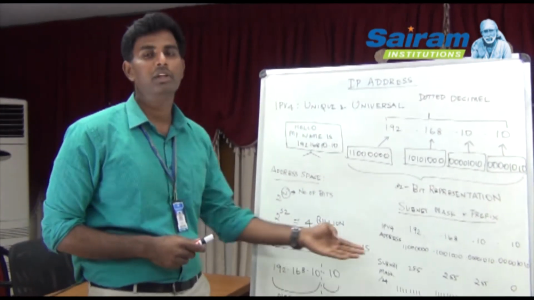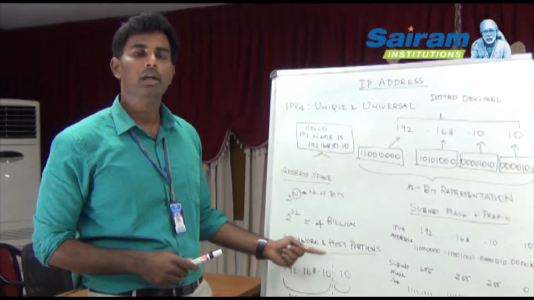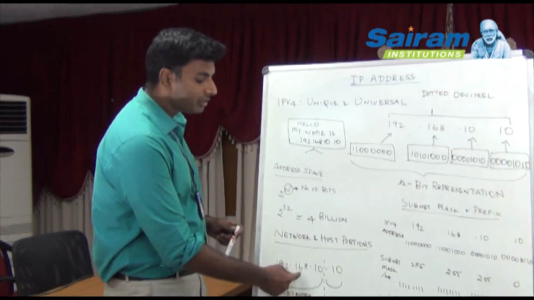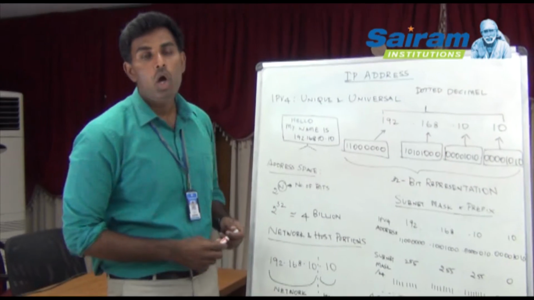Now the IP address can be split into 2 portions: the network as well as the host portions. If I take the same example, 192.168.10.10, the first 3 parts will correspond to the network portion, and the last part corresponds to the host portion.